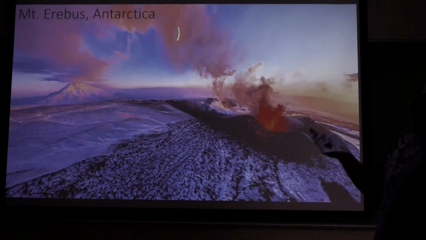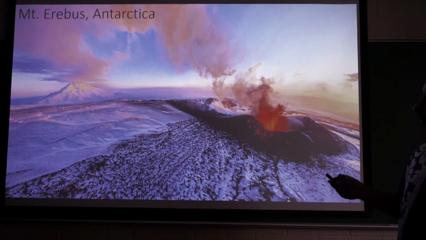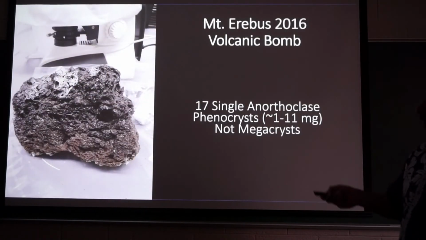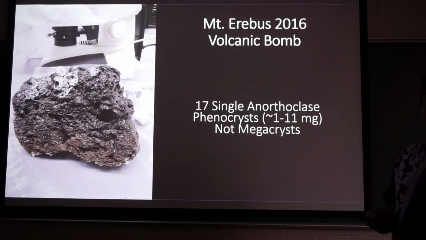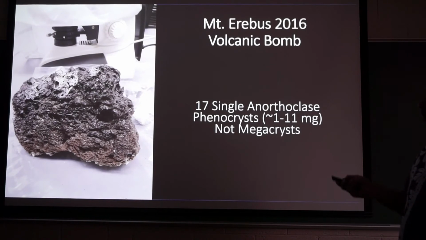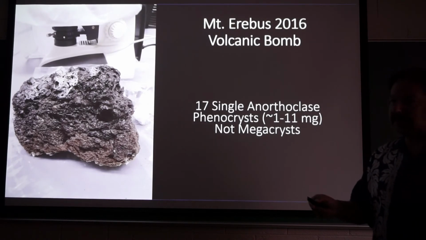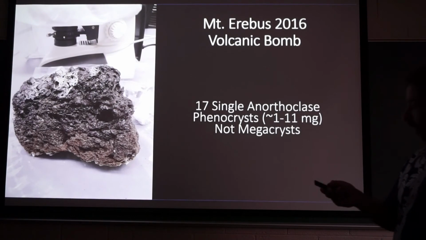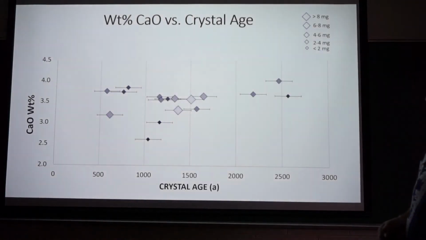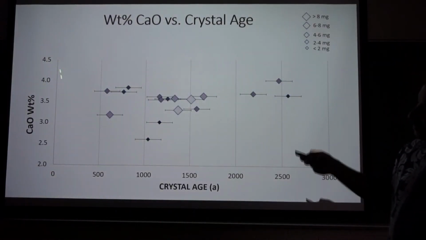Okay, now if I go down to the bottom of the world to Mount Erebus, here's a bomb that was ejected from the lava lake in 2016. What we're going to do is focus on 17 single anorthoclase phenocrysts in here, not the megacryst. Everybody loves the megacryst in Erebus. We don't want the megacryst, right? So let me spend a little time.